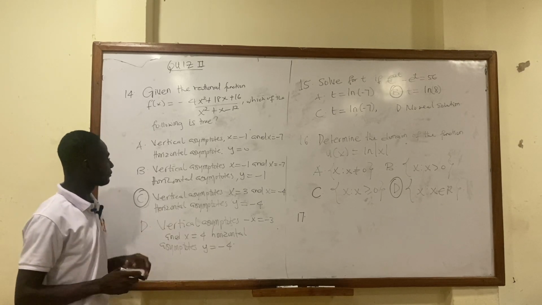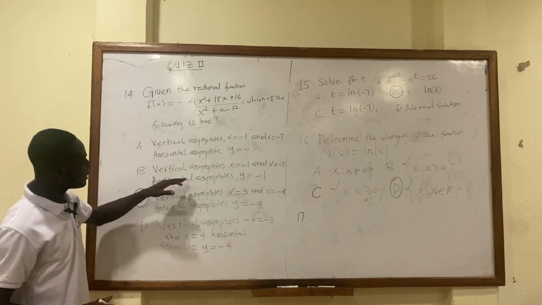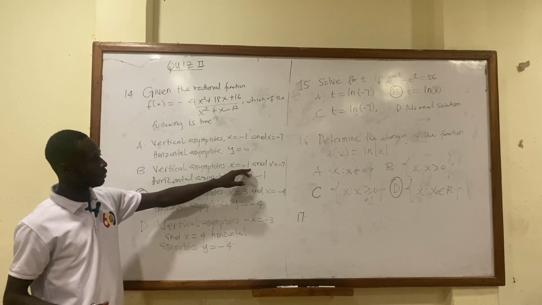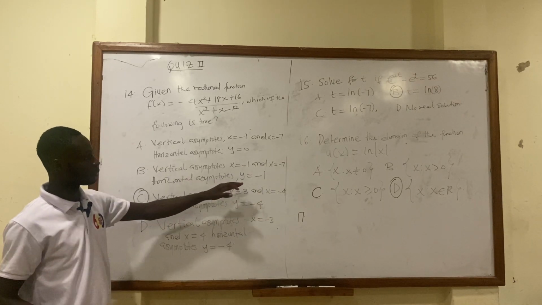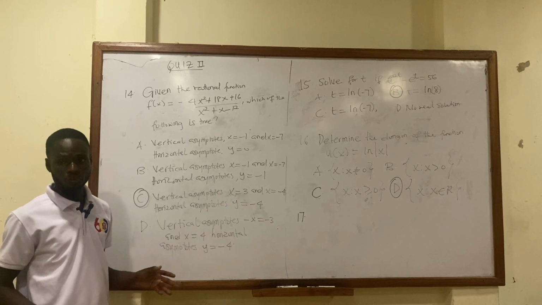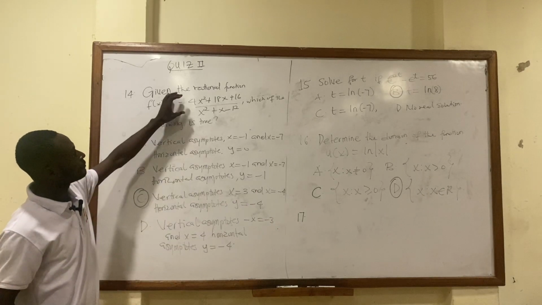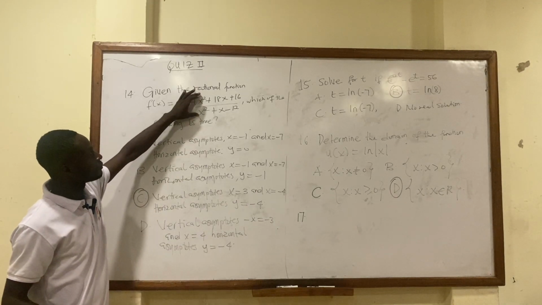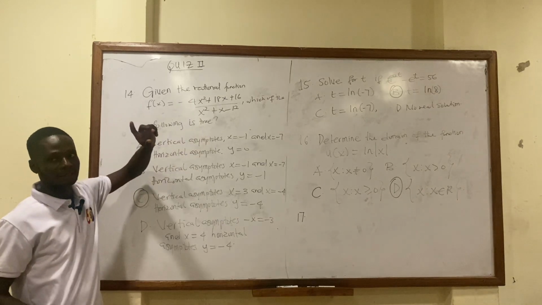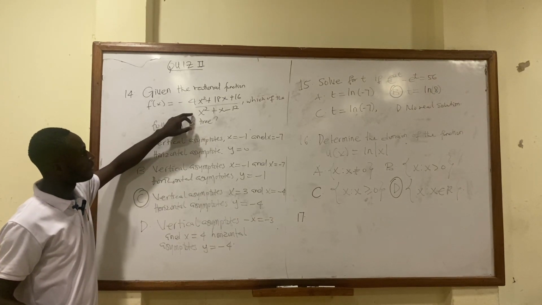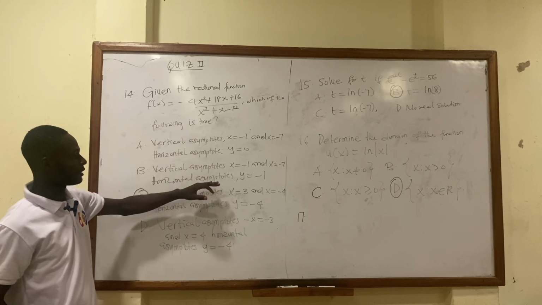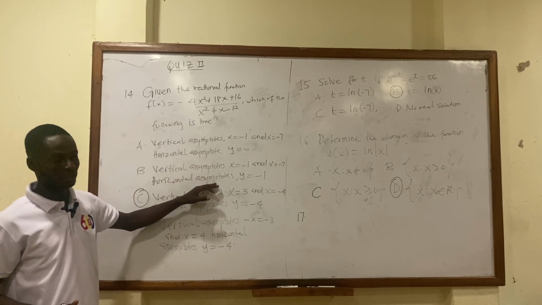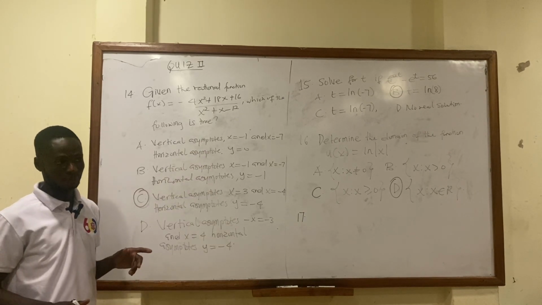It's not correct. Option B, vertical asymptotes are x equals minus 1 and x equals minus 7. Horizontal asymptote is y equals minus 1. Is that true? No, because the degree of the numerator and denominator are the same, so we compare coefficients, and when you compare the coefficients, you have minus 4. The answer over here is not correct, so option B is ruled out.